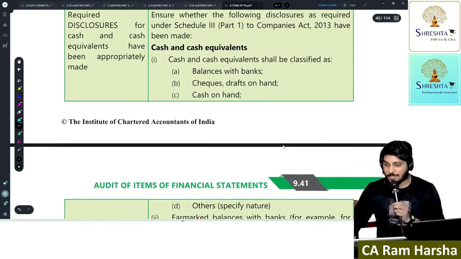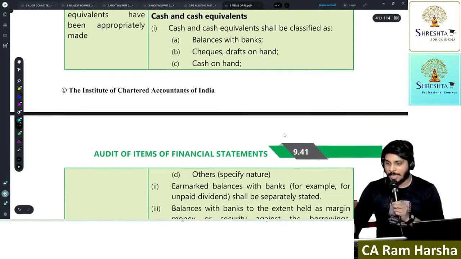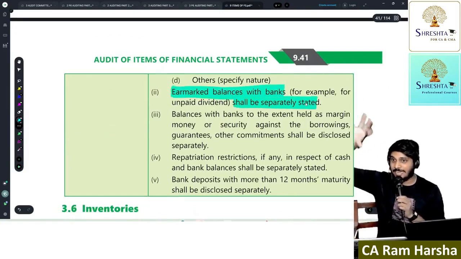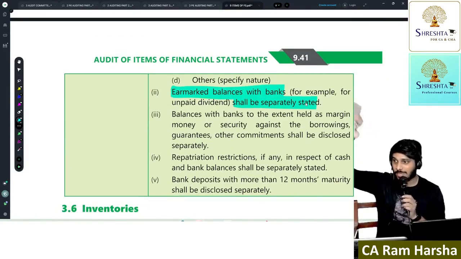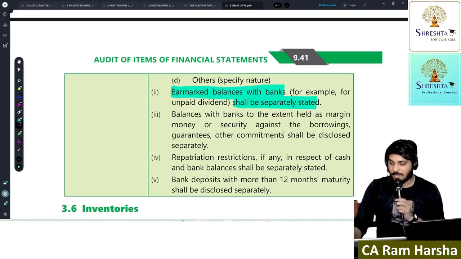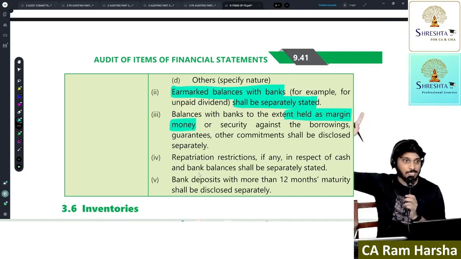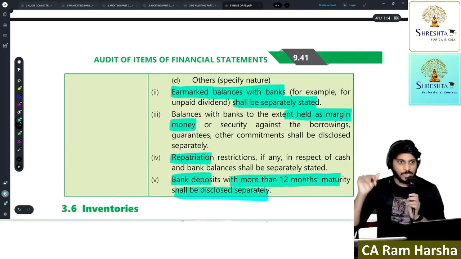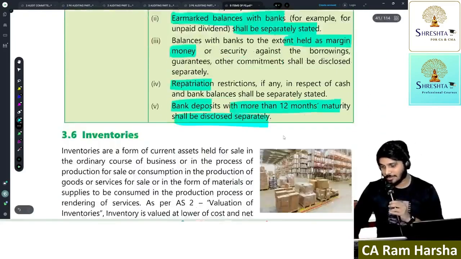Now how shall cash and cash balances be disclosed in the balance sheet? Balances with banks, cheques on hand, cash on hand. Earmarked balances with banks, for example, dividend declared account, unpaid account, CSR unspent money. All these are earmarked balances. Balances which are held as margin money. Amount held in share demat account. Repatriation money. Bank deposits with more than 12 months maturity, fixed deposits, they shall be disclosed separately.